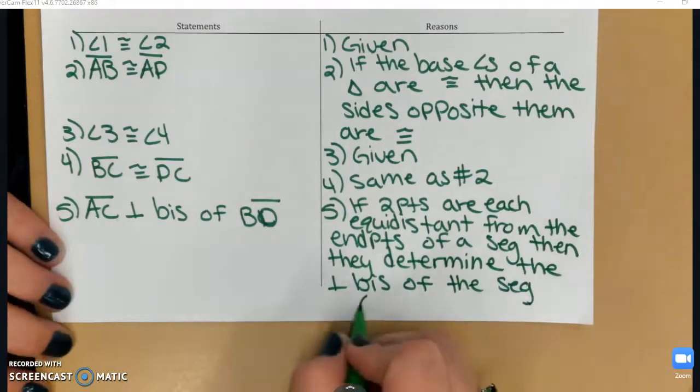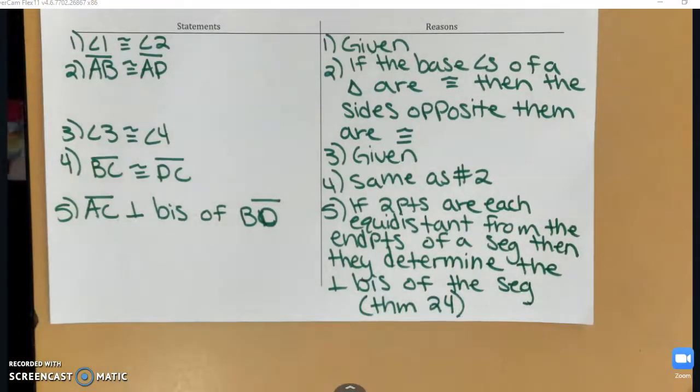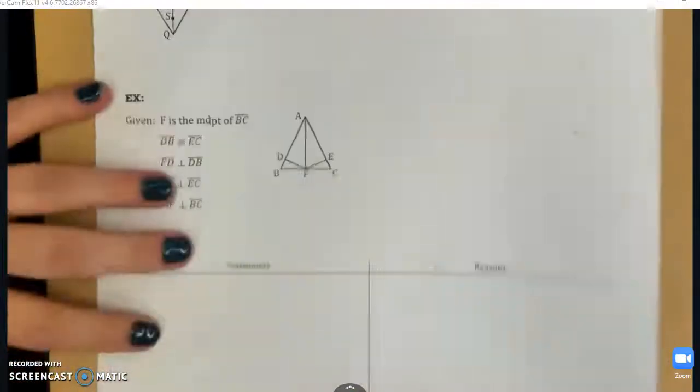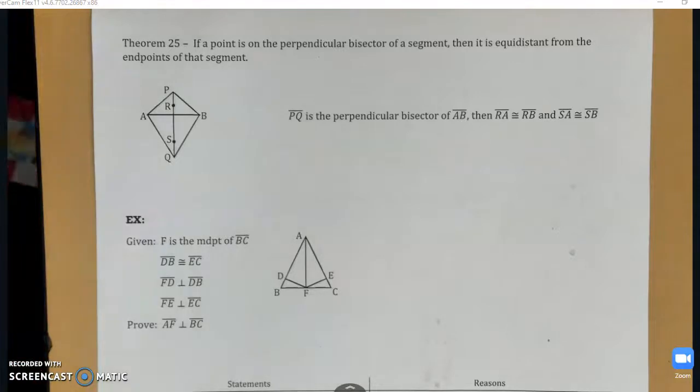And that is all theorem, exactly word for word, theorem 24. Okay, we are going to do one more theorem and one more proof to go with it. And theorem 25 is that if a point is on the perpendicular bisector of a segment, then it is equidistant from the endpoints of that segment.